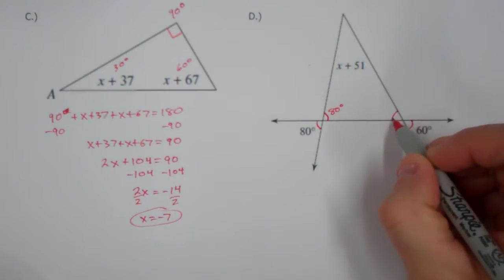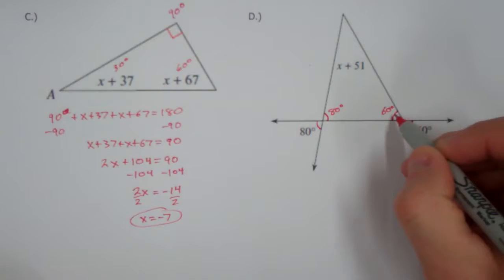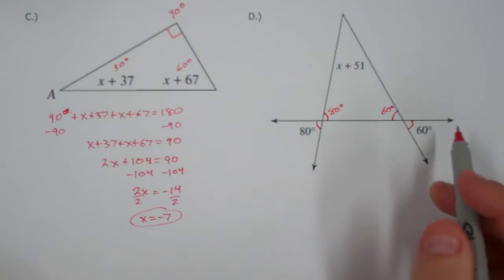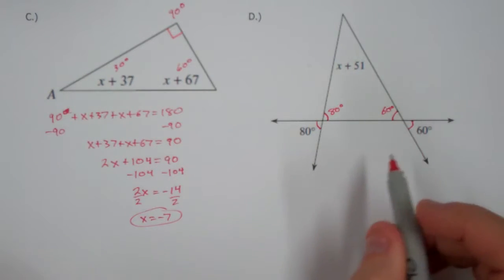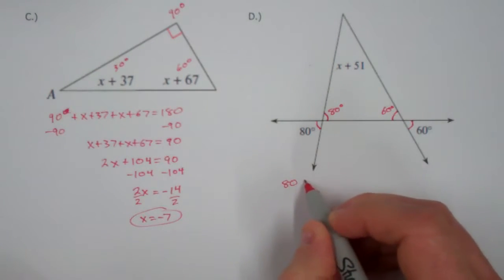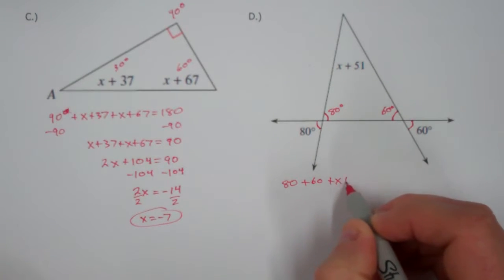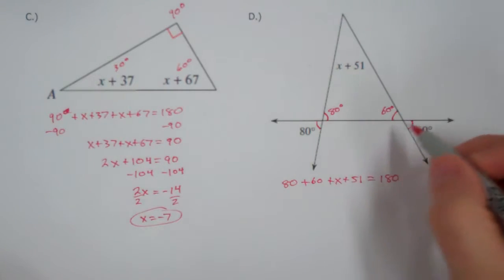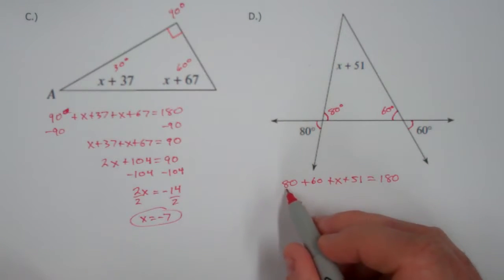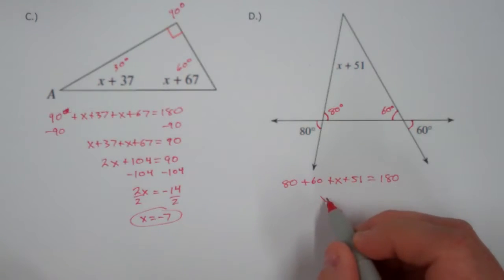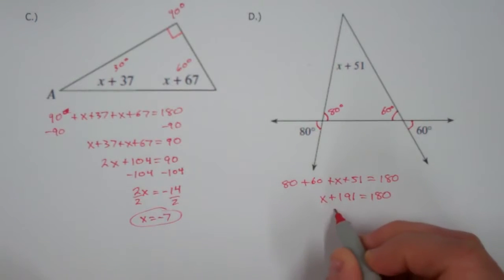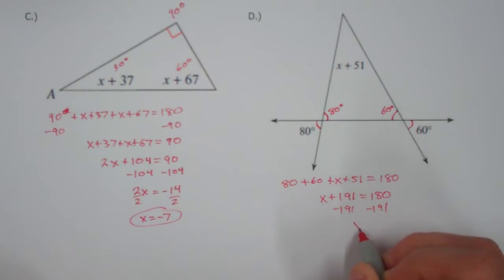60 is over here, and we know that these two are vertical angles and they must be the same, or their measures must be the same, they're congruent. So now what we can do is we can take 80 plus 60 plus x plus 51, set that equal to 180. Those are the three angles of our triangle. If we combine like terms, we've got 140 here and 191 there. So we could subtract 191, and x will be negative 11.